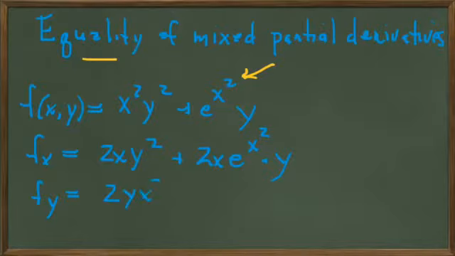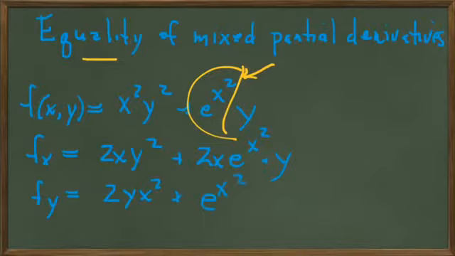yx squared plus, and then here we're taking the derivative of this term right here, holding x as a constant, so everything here is a constant, and so what we get is the derivative of the y part is 1, and then we just get the constant that remains, e to the x squared. And now let's take second partials, the mixed second partials.